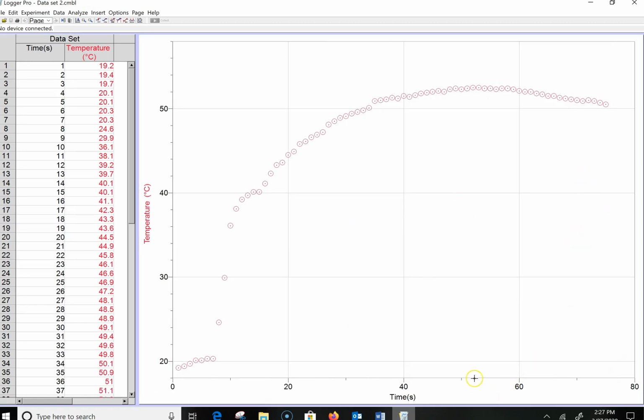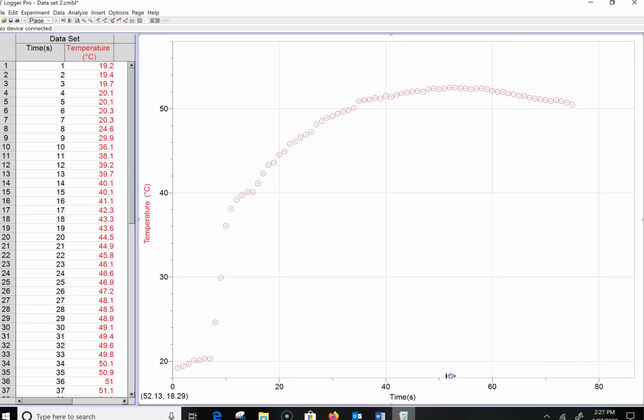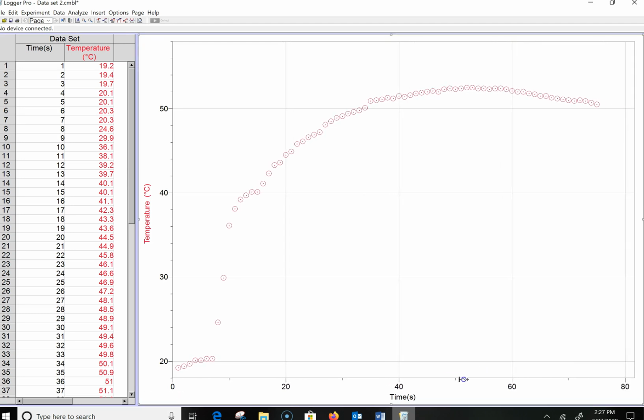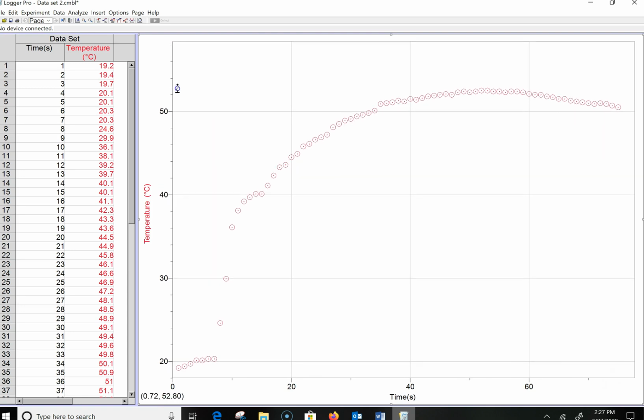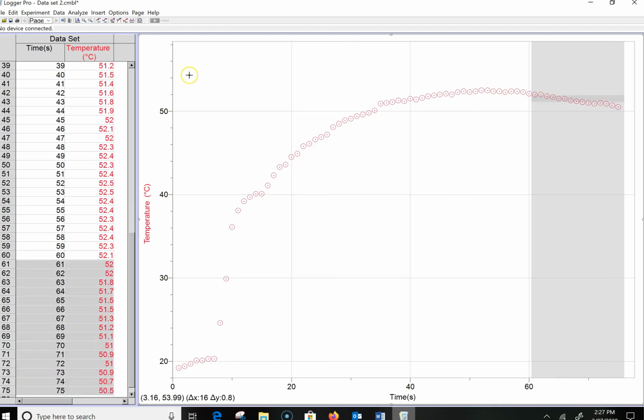Here we have another one, and you can play around with the scaling by clicking and dragging on these axes here. Remember, you can highlight any portion of this, but we want to highlight the part where the heat loss is happening. And here is where the different curve fit options are. So if you do have Loggerpro, you might want to pause and see if you can figure out how to get it to work.